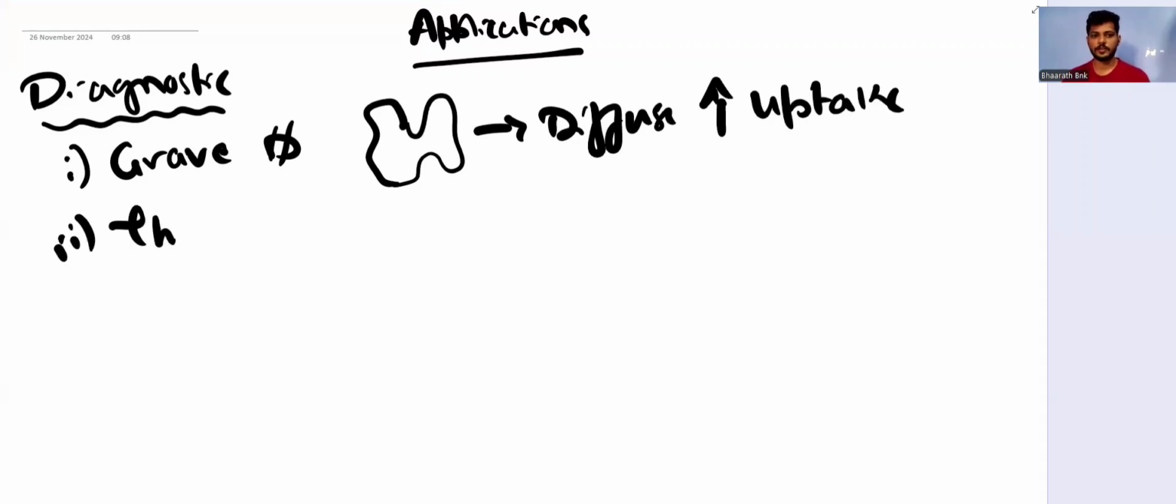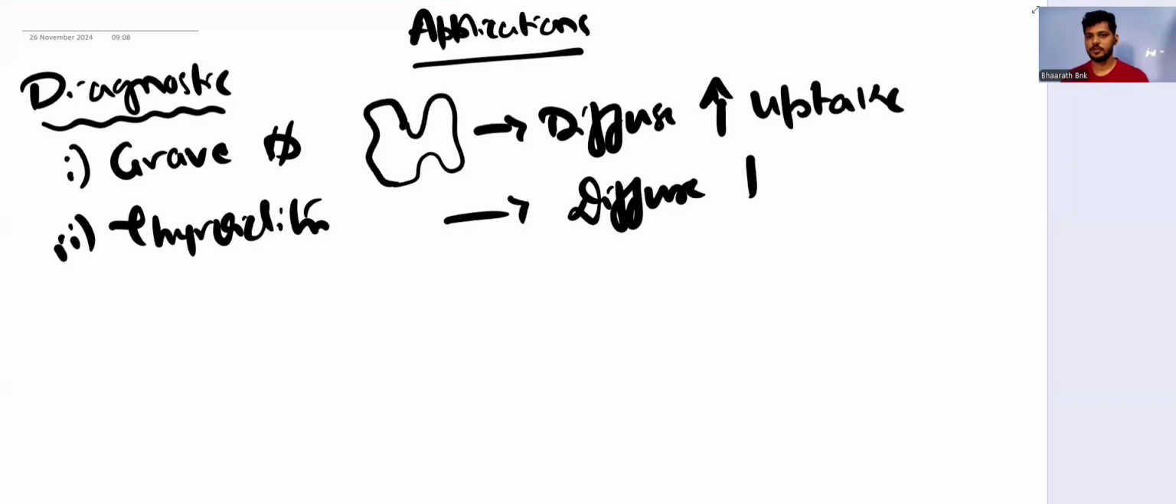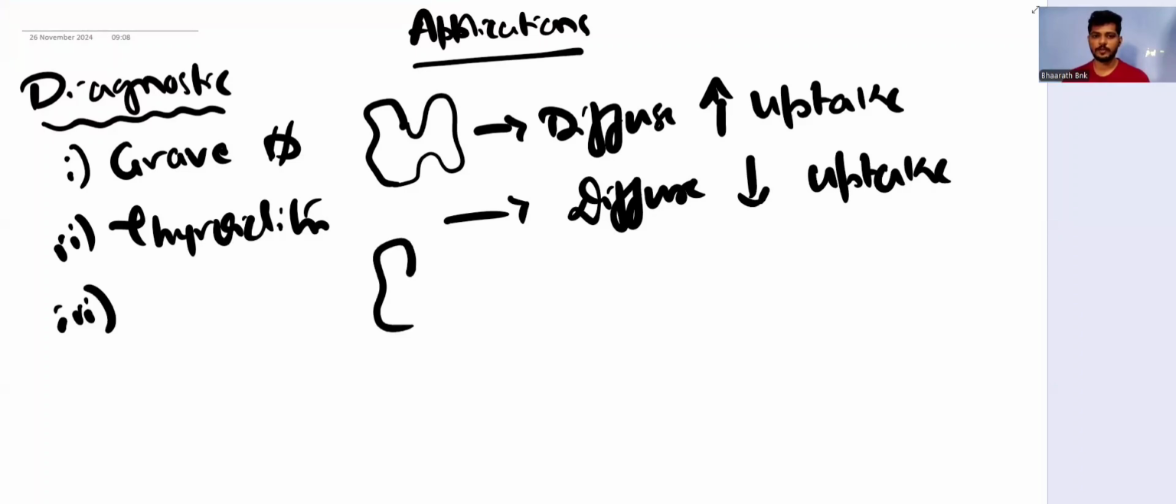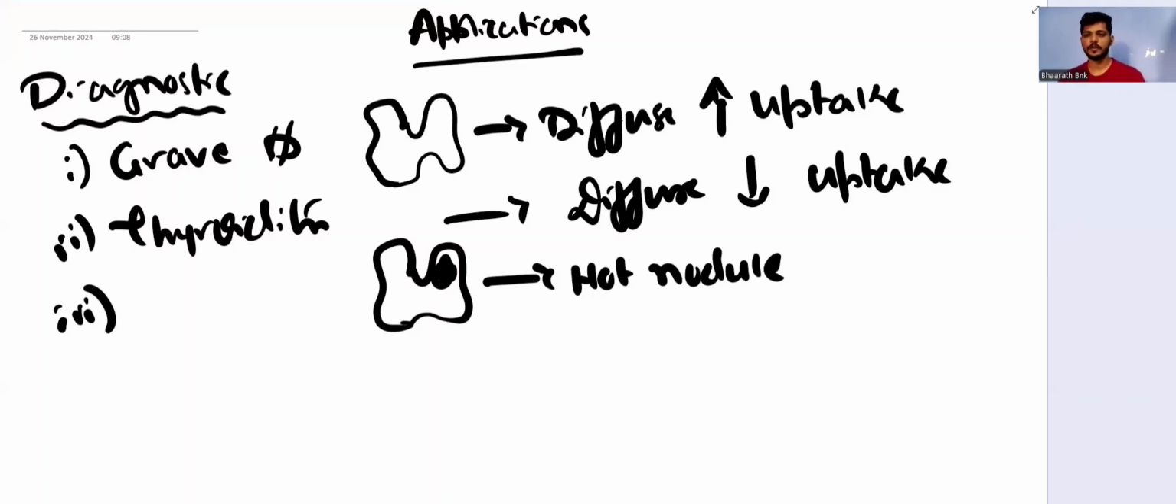But if it is thyroiditis, then there is a diffusely reduced uptake. So diffuse reduced uptake will be there if it is thyroiditis. And third, if the entire thyroid gland is normal, but there is one autonomous nodule which is hyperfunctioning, then that will produce an enhanced uptake that is called a hot nodule. So a hot nodule is one where the uptake is much higher compared to the rest of the gland. So this is a hot nodule, which is an autonomous functioning nodule.